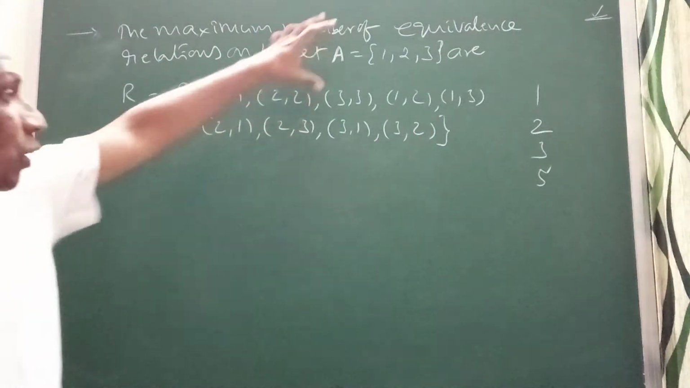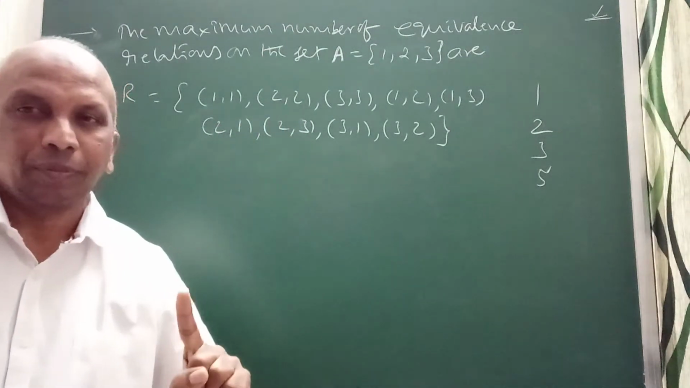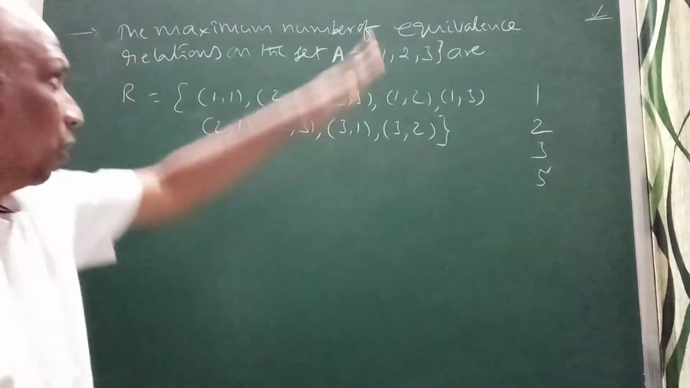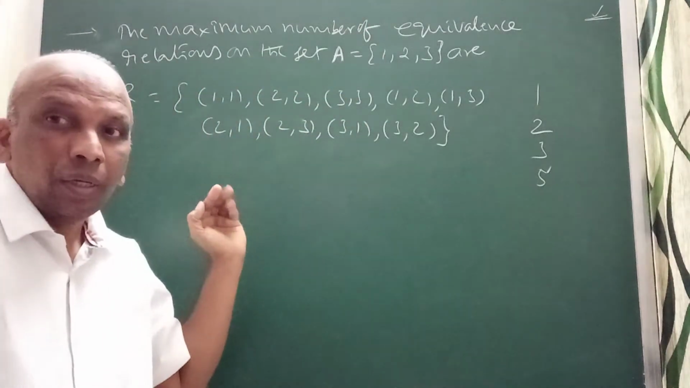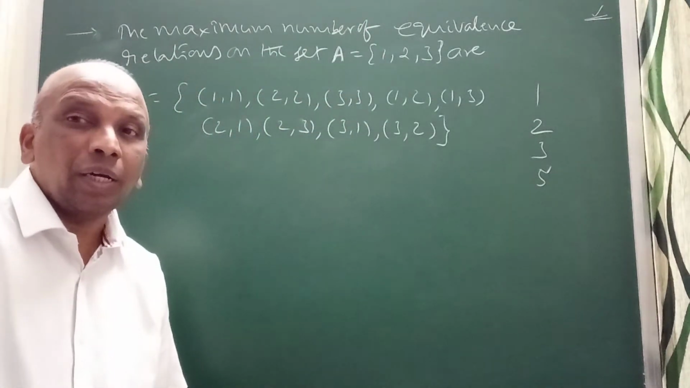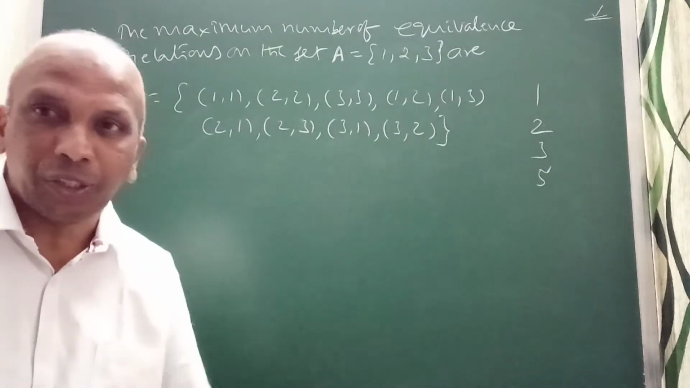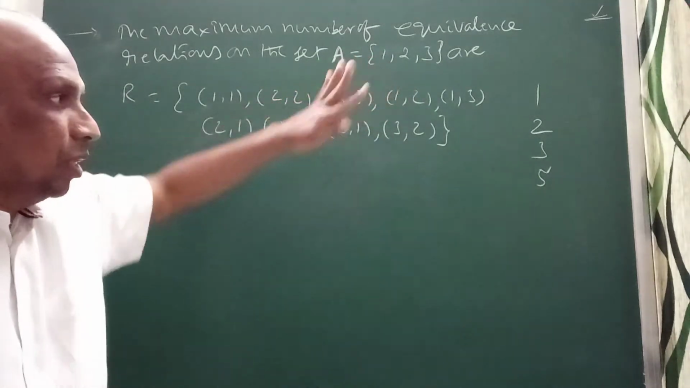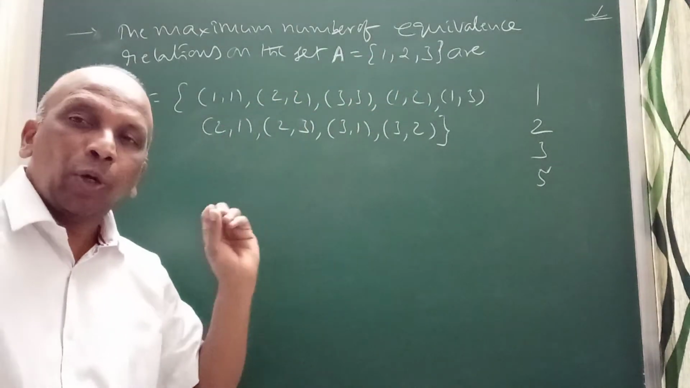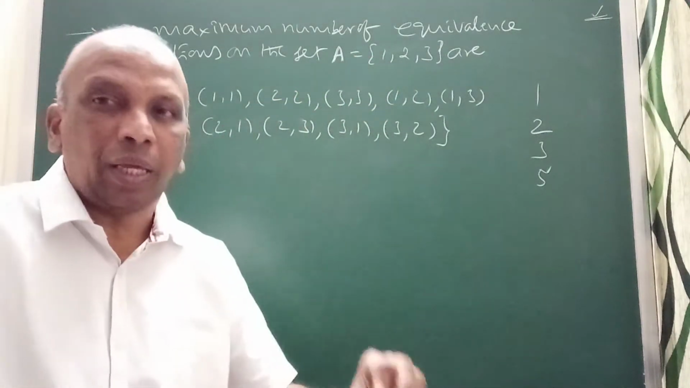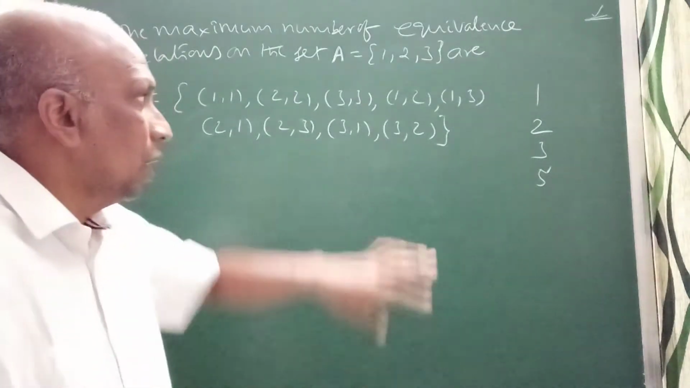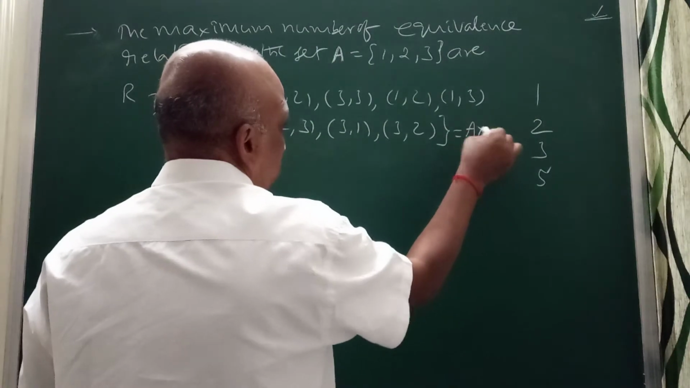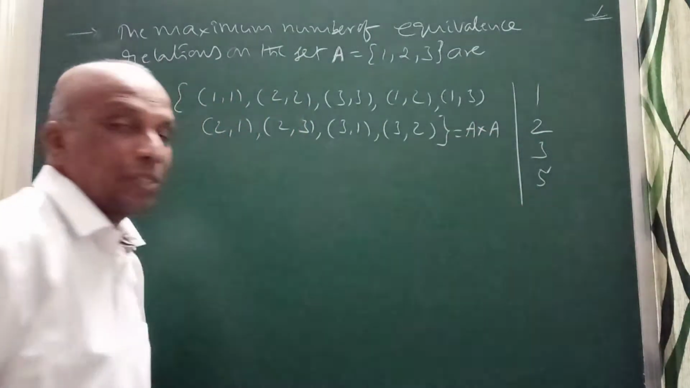This is nothing but A cross A. It is an equivalence relation. Correct? Clearly it is an equivalence relation. If you take the entire set A cross A equal to R, then that relation is known as the universal relation. Universal relation is always an equivalence relation. This is one equivalence relation, no doubt. Whenever you take A cross A, it gives a complete equivalence relation.